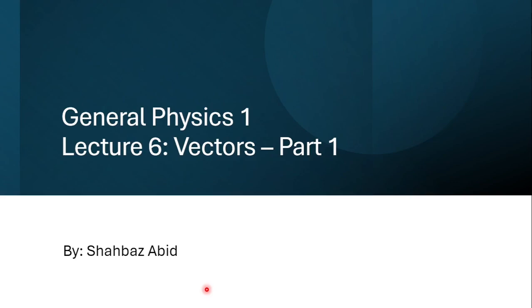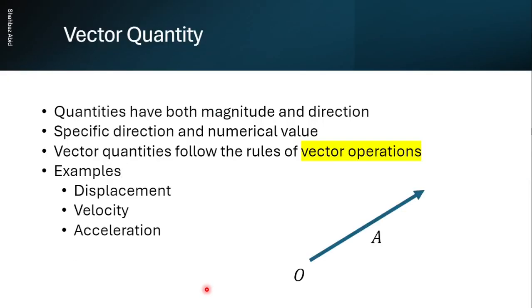From this lecture onwards, I am going to talk about vectors. Any physical quantity which has both the magnitude as well as the direction is known as a vector quantity. The examples which we saw earlier were displacement, velocity, and acceleration. Now, in the case of addition, subtraction, or multiplication of two vectors, we have to use vector operations. That is going to be discussed in part 2 of this lecture series.